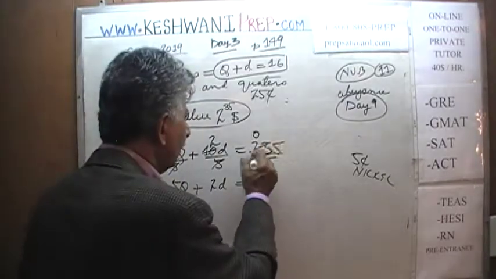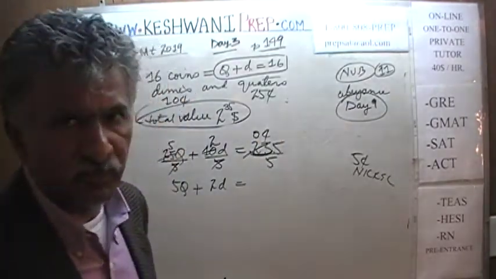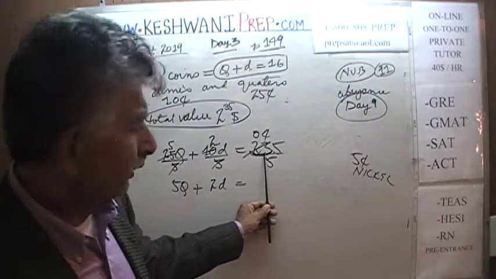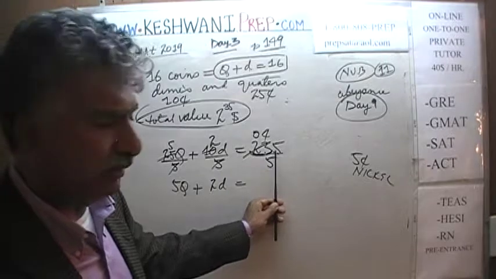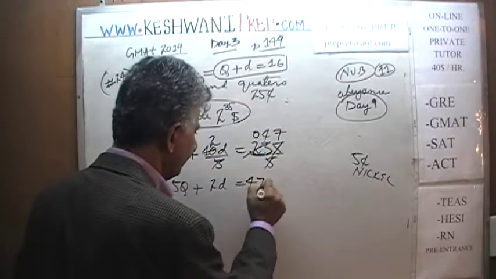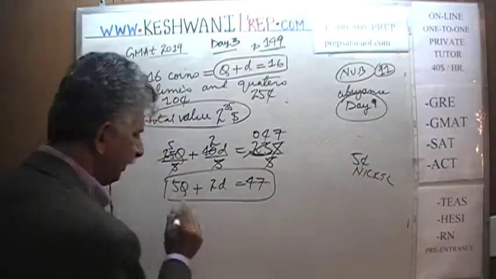23 has 4 fives. 4 fives are 20. After we take away 20 from 23, we have a remainder of 3. What happens to that 3? The 3 goes and joins the 5 and becomes 35. And 35 has 7 fives. Voila. So this is our second equation.